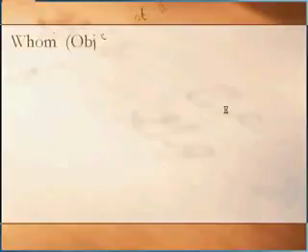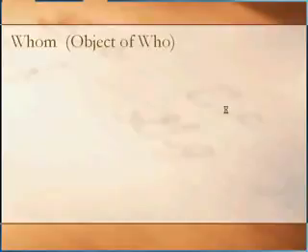Next one is whom. So whom is basically the object of who. Whenever you want to know the object in a question about a person, you should start your sentence with whom. Basically in the English language, people start their sentences with who for the subject, and if they want to know about the object in a sentence, they also start with who. You may see some people use whom, some people use who, so that's not a problem at all.